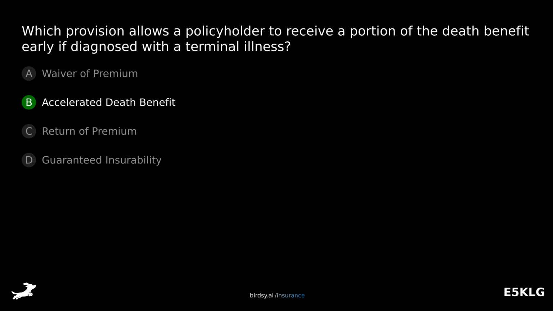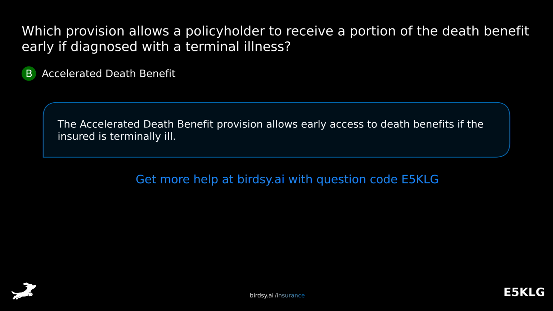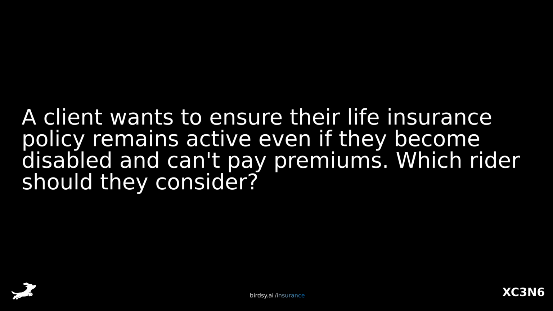The answer is B, accelerated death benefit. The accelerated death benefit provision allows early access to death benefits if the insured is terminally ill. A client wants to ensure their life insurance policy remains active even if they become disabled and can't pay premiums. Which rider should they consider?